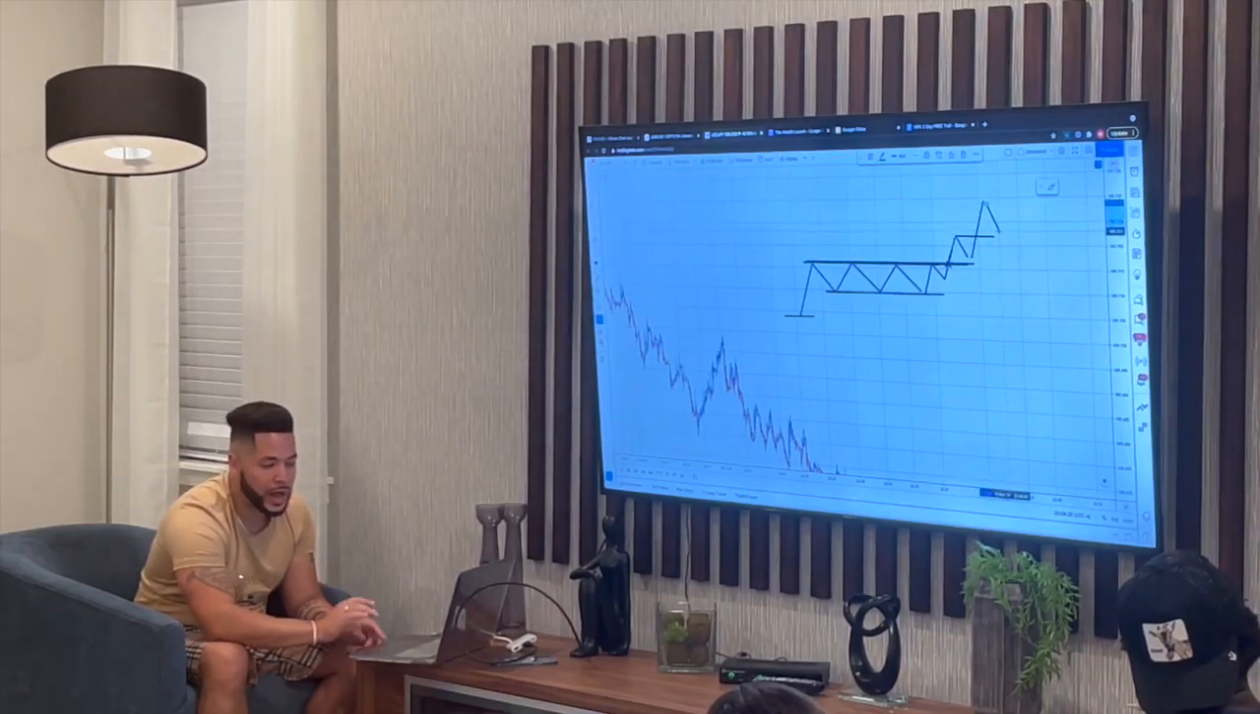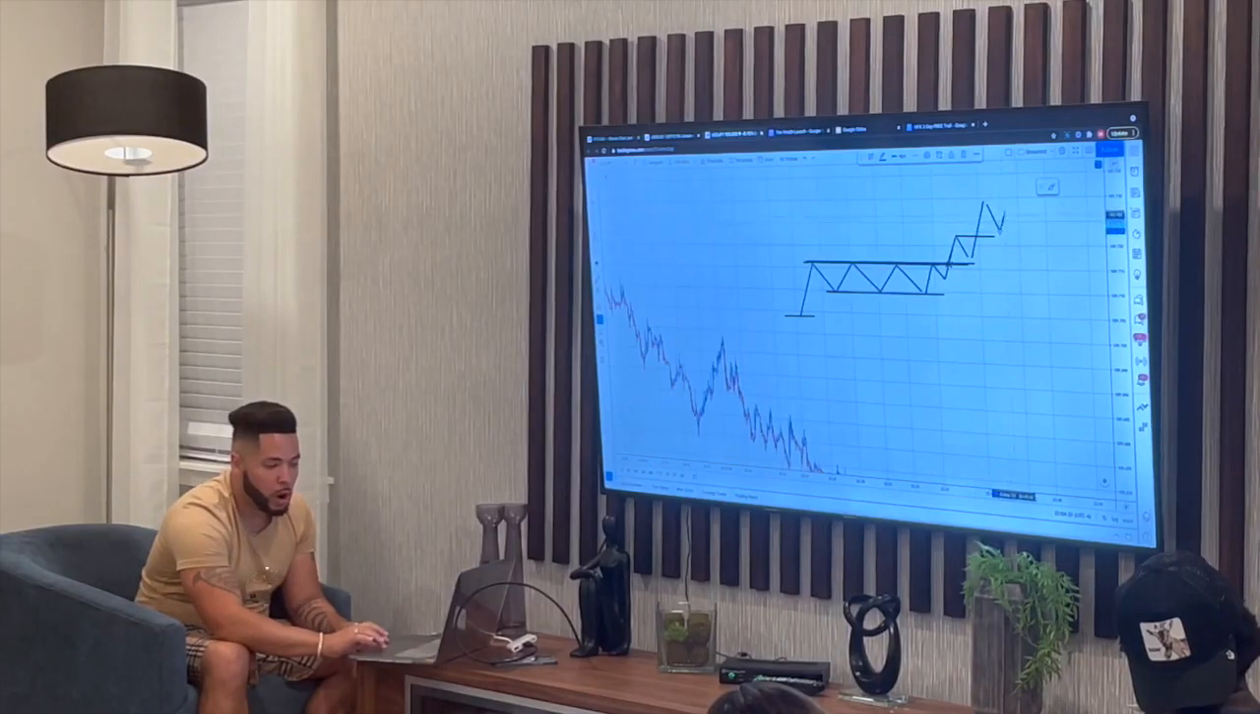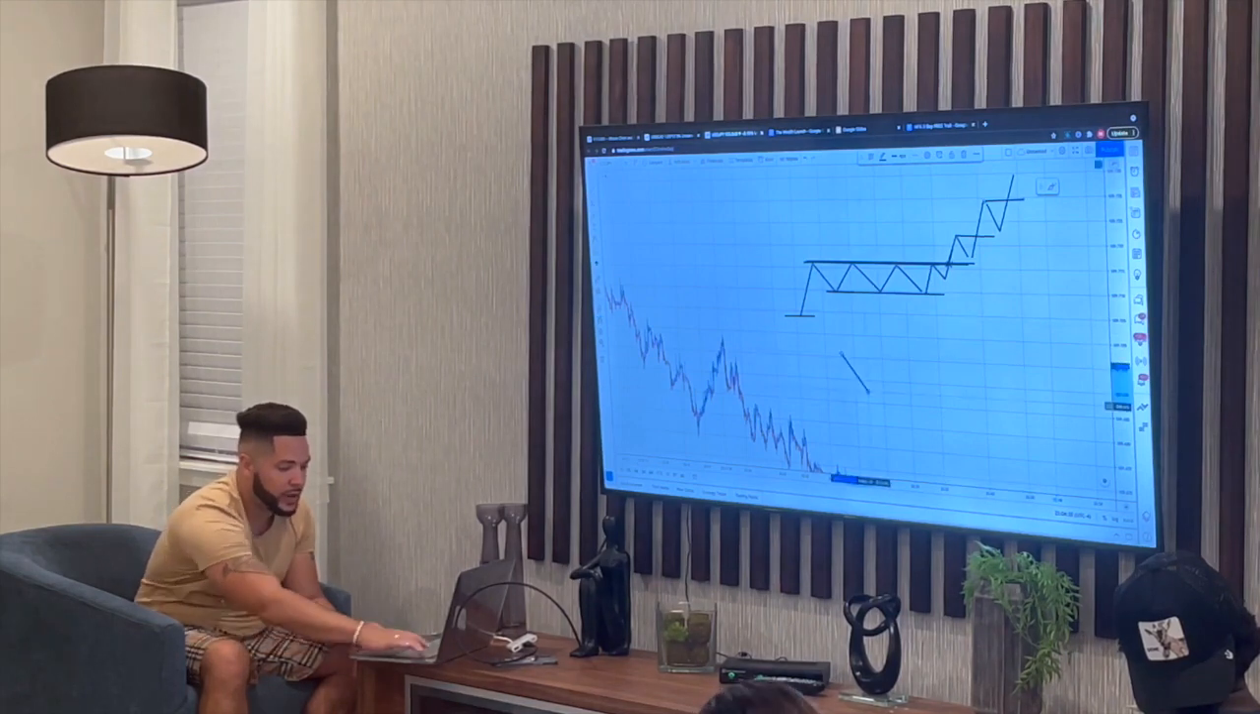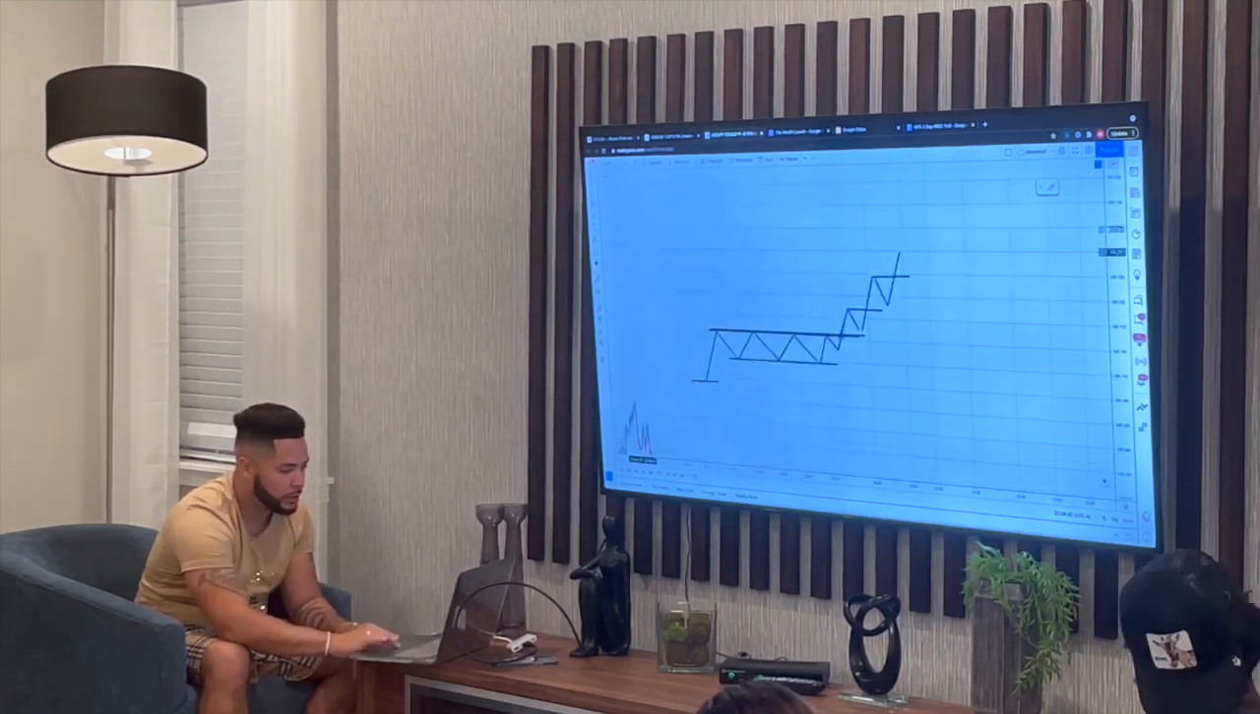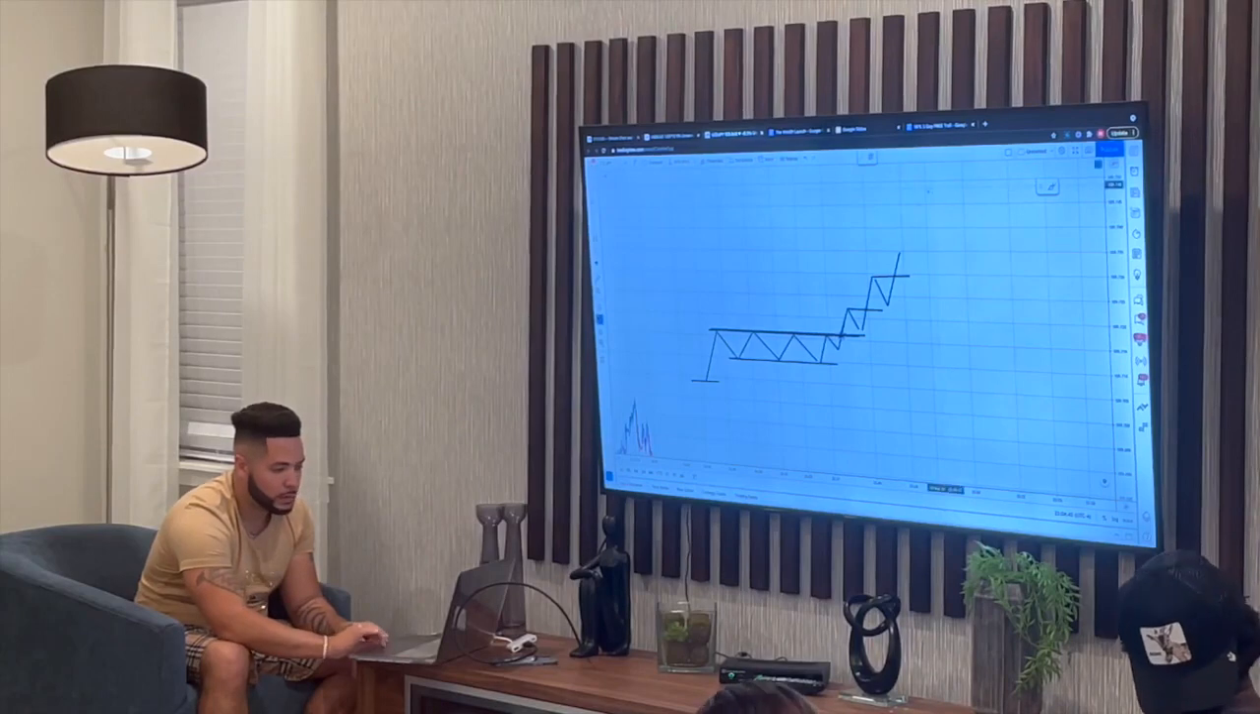Now the market pulls back, that's your entry. The market goes up, what is it doing again? Breaking the previous high. Right? This is very, very simple. Okay? Market goes up, the market pulls back. What is that? Retest. Your retest, that's gonna be your entry.